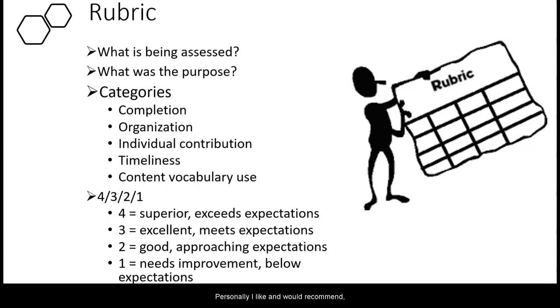Personally, I like and would recommend, but it is up to you, a 4-3-2-1 scale. A 4 means that the project is superior and exceeds expectations. A 3 means that it is excellent and it meets expectations. A 2 is good, approaching expectations, and a 1 means that it needs improvement or is below expectations. Whenever possible, provide examples for what a 4, 3, 2, or 1 would look like. If examples are not available, provide descriptions of what a 4, 3, 2, 1 would look like.